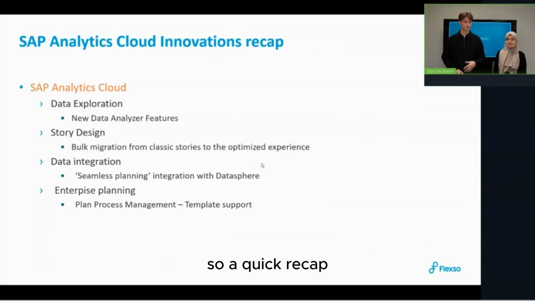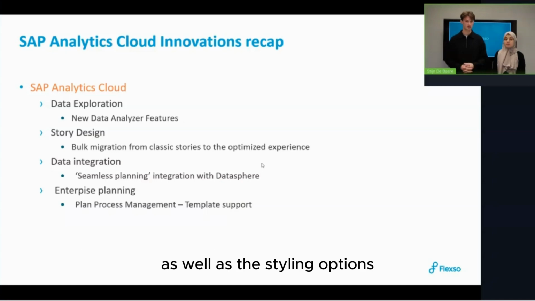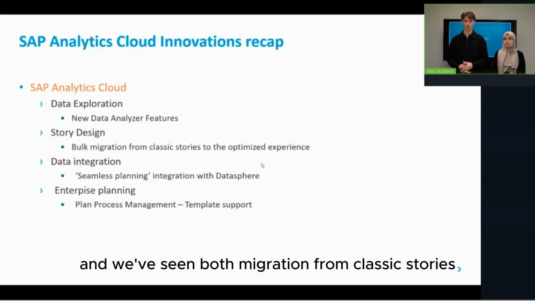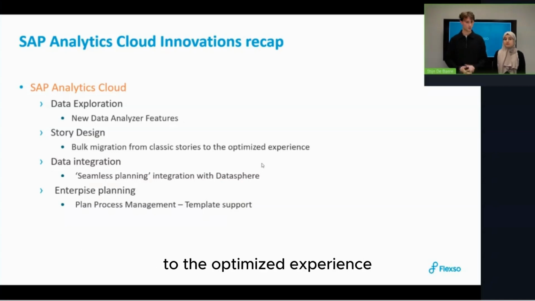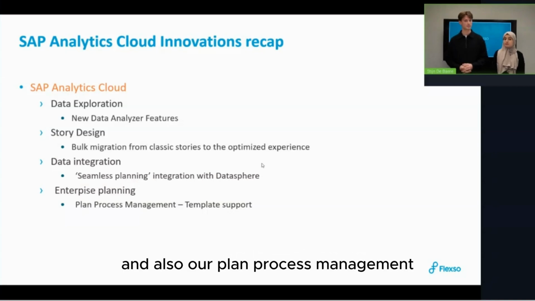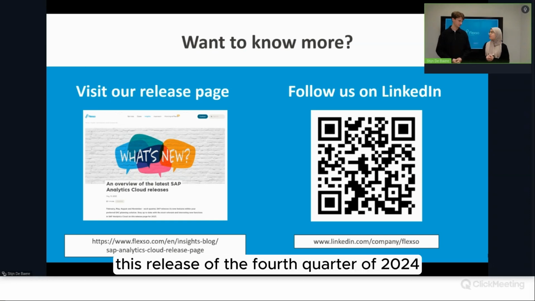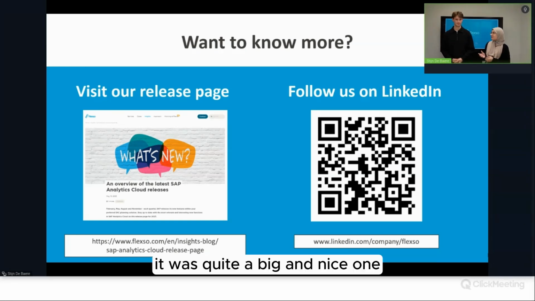So a quick recap. We've seen the new data analyzer features with the new data types, as well as the styling options. And we've seen bulk migration from classic stories to the optimized experience. Very handy. Our seamless planning, which is coming up, and also our plan process management. So this concludes this release of the fourth quarter of 2024. It was quite a big and nice one.